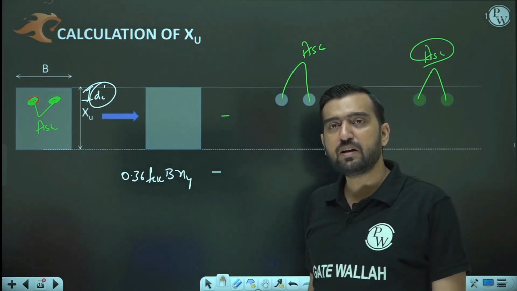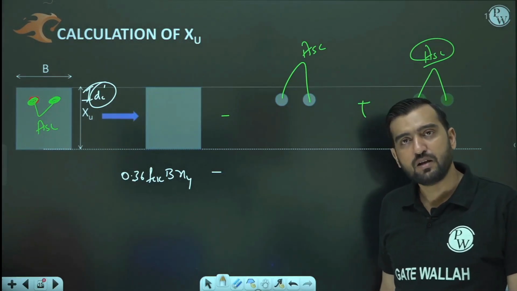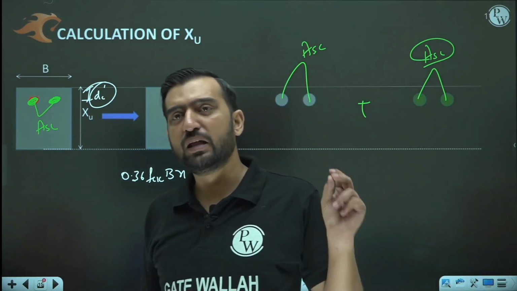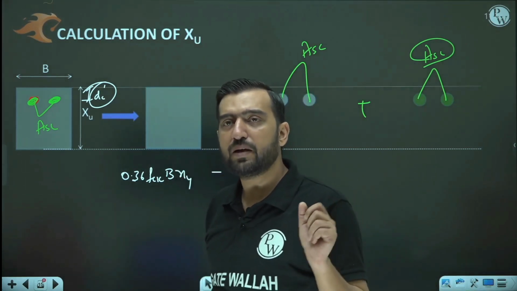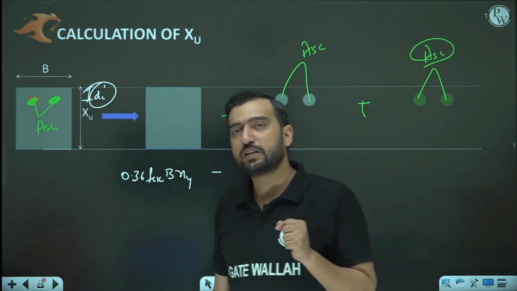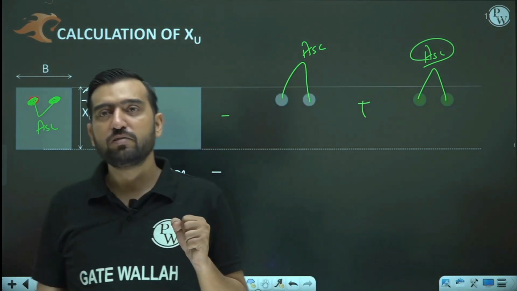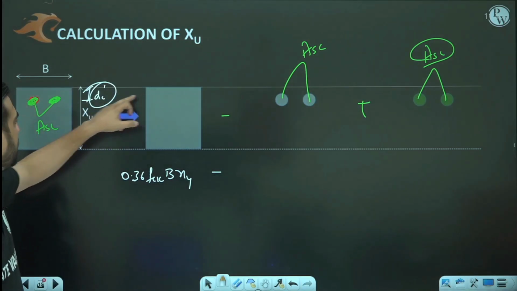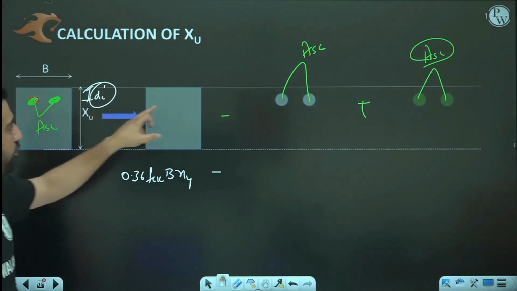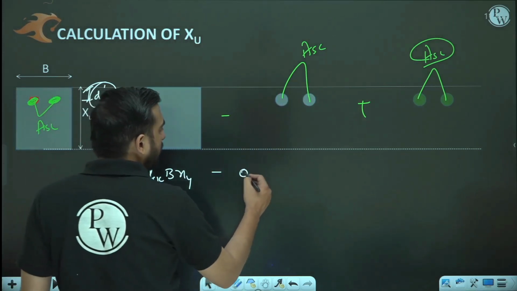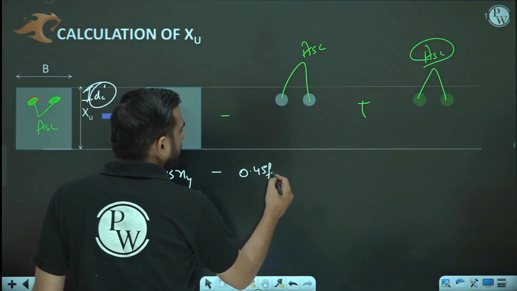Or in other words, we can say that this is the assumption in the IS code that the top cover depth is always less than or equal to 3/7 of XU, because 3/7 of XU is the depth of the rectangular stress block. So if such is the case, then the amount of stress developed at the location of concrete which was not present is equal to 0.45 FCK.